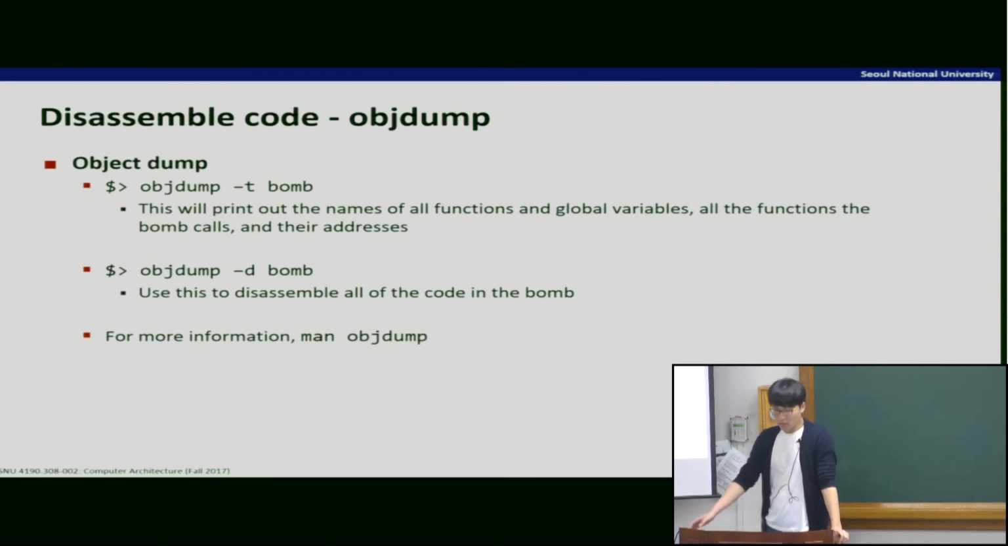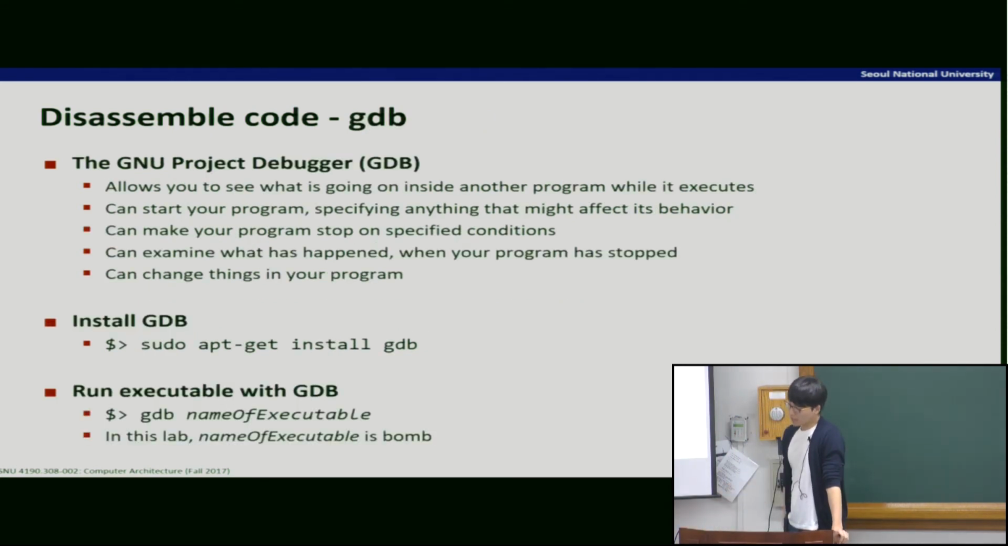However, objdump shows a static version of the program. It is impossible to see variable values and function calls at runtime. That's why I'm telling you about GDB. While objdump is a powerful tool, GDB is a very, very powerful tool to debug your program.